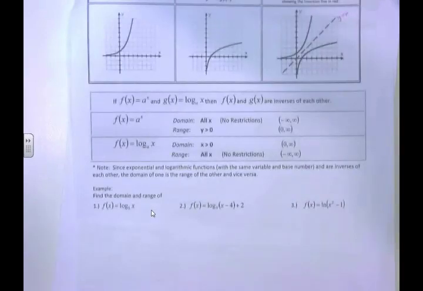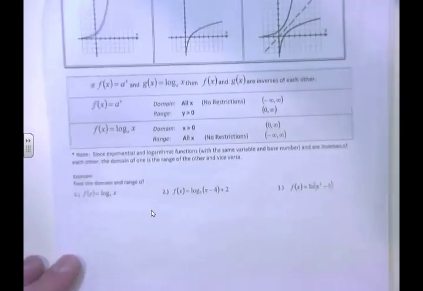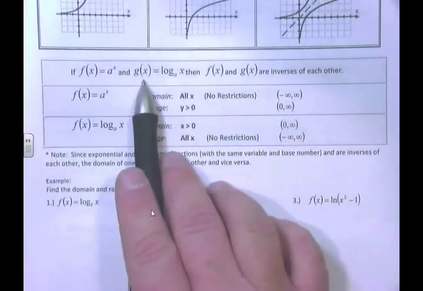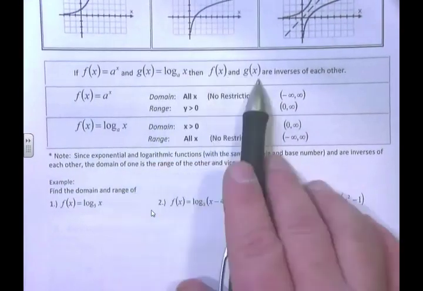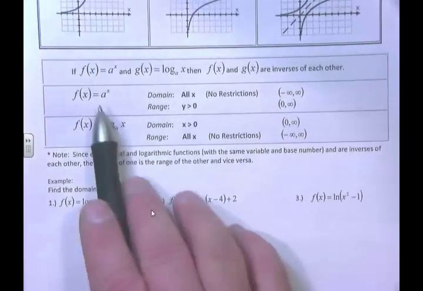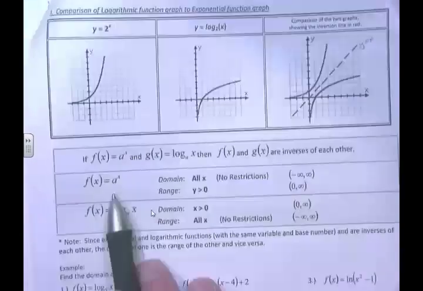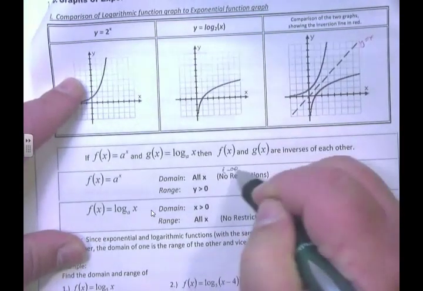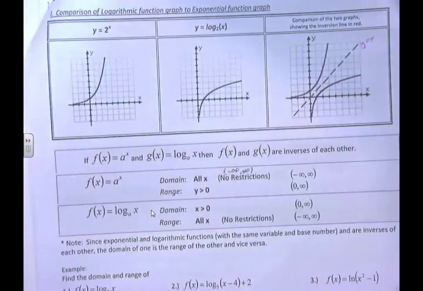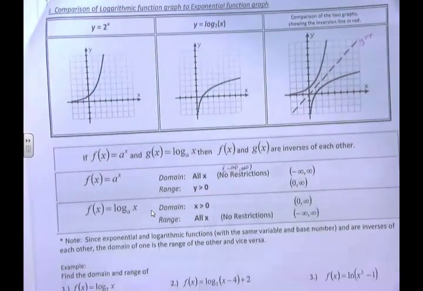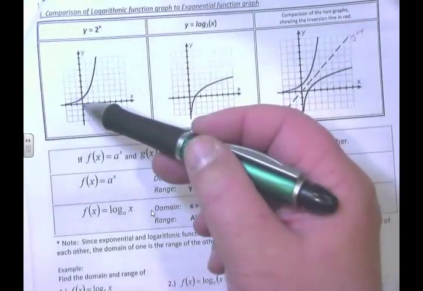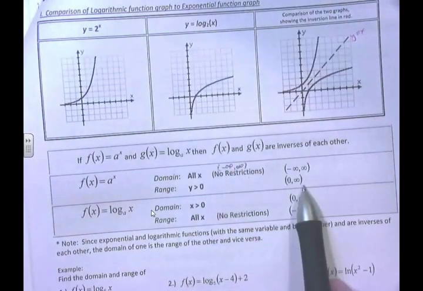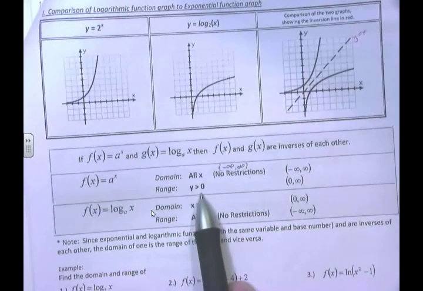So, again, as tying all this together right here at the end, if f of x equals a to the x and g of x equals log base a of x, then f of x and g of x are inverses of one another. And if you notice a to the x, which is this graph right here, the domain is all real numbers. No restrictions. Negative infinity to infinity, if you want to write it like that. However, what is the range? The range of the y-coordinates. You only get y-coordinates above 0. That would be from 0 to infinity. Y's are greater than 0.